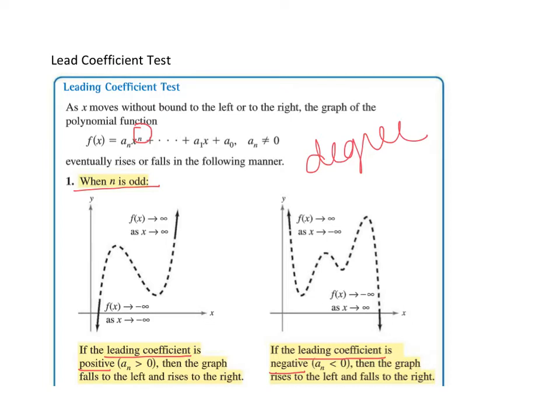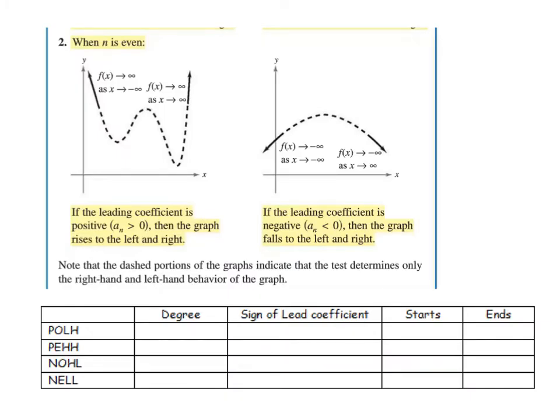The way I remember it is odds are opposite. Odd degrees have opposite end behavior. Even degrees have the same end behavior. When the leading coefficient is positive, the graph will go up on both sides. When the leading coefficient is negative, the graph will go down on both sides. Some people need a way to remember this. This is one way, this POLH, PEHH, NOHL, and NELL test.